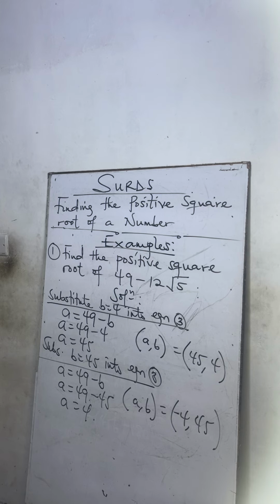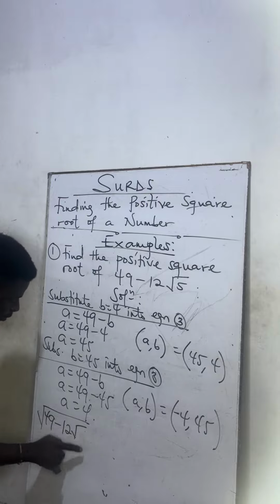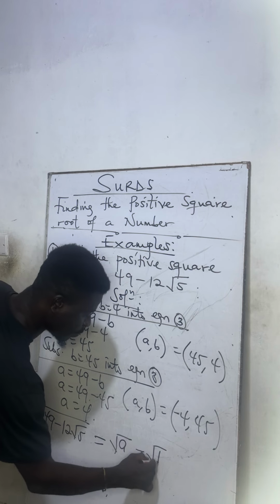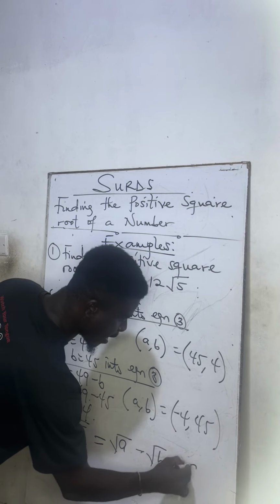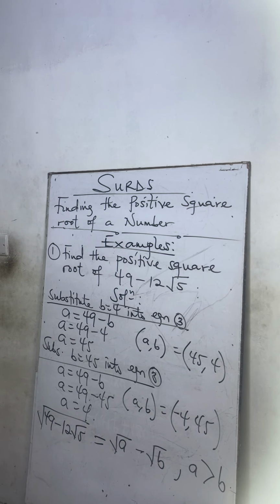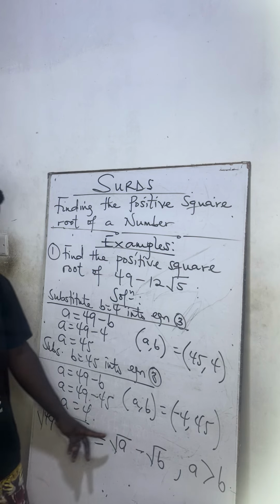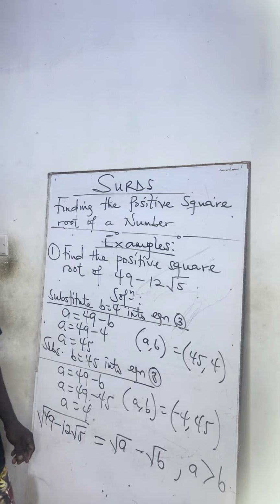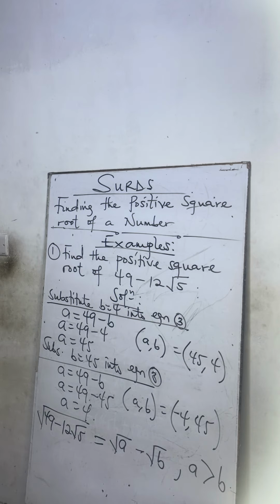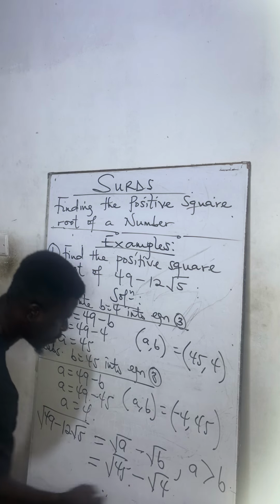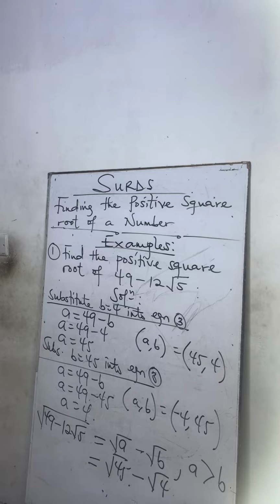Okay. Now, this says we should find the square root of 49 minus 12 square root of 5. And this was equated to square root of a minus square root of b. Now, there is a condition here where a is greater than b, so always take note of the condition. So if a is greater than b, then we select a to be 45, then b to be 4. So it will be square root of 45 minus square root of 4. Let's proceed further.